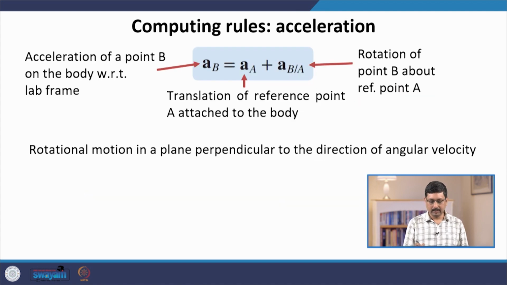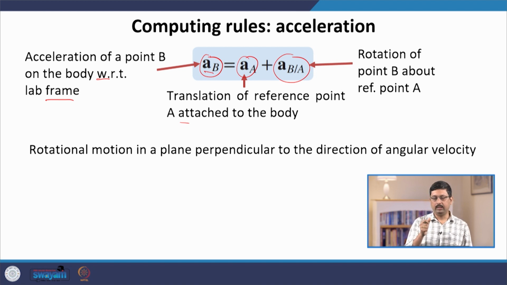Now this is the rule for computing the acceleration of the point B. A_B is the desired acceleration that we want to compute with respect to the lab frame: the acceleration due to translation of the reference point A, plus the acceleration of the point B due to rotation about the reference point A. Note that even though the direction of the angular velocity is not changing, its magnitude can change, hence there could be acceleration of the point B with respect to A.